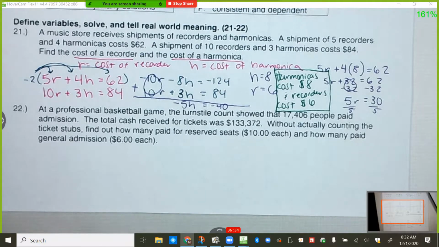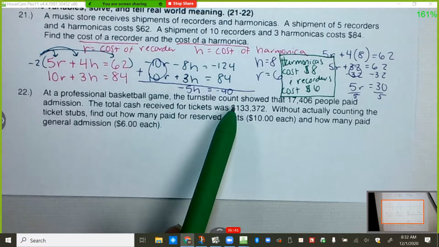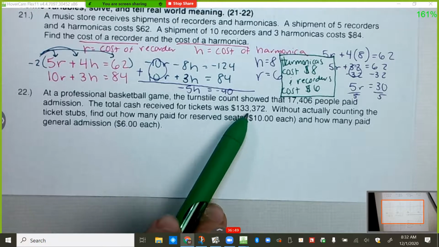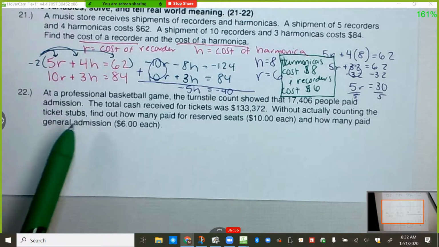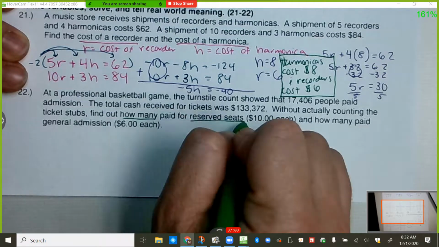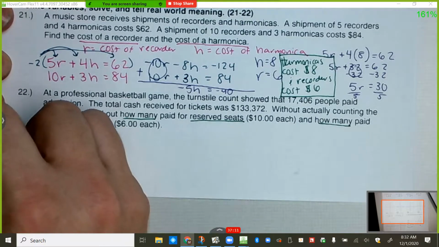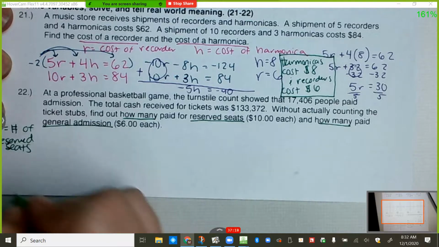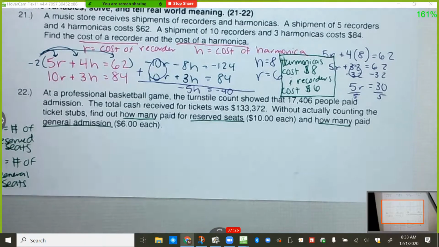Okay, now let's look at number 22. Okay, so it says, at a professional basketball game, the turnstile count showed that 17,406 people paid admission. The total cash received for tickets was $133,372. Without actually counting the ticket stubs, find out how many paid for reserve seats, $10 each, and how many paid for general admission at $6 each. So I'm trying to figure out how many reserve seats and how many general admission. So we can say R is the number of reserved seats, and we can say G is the number of general seats.